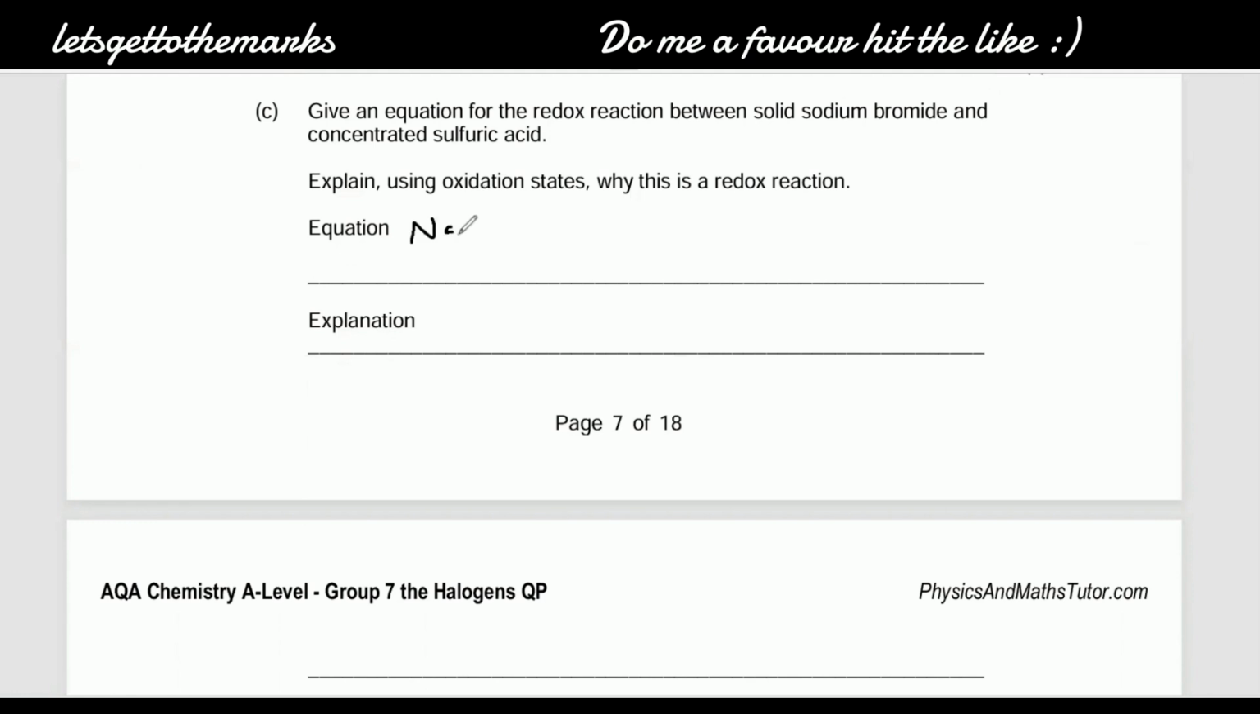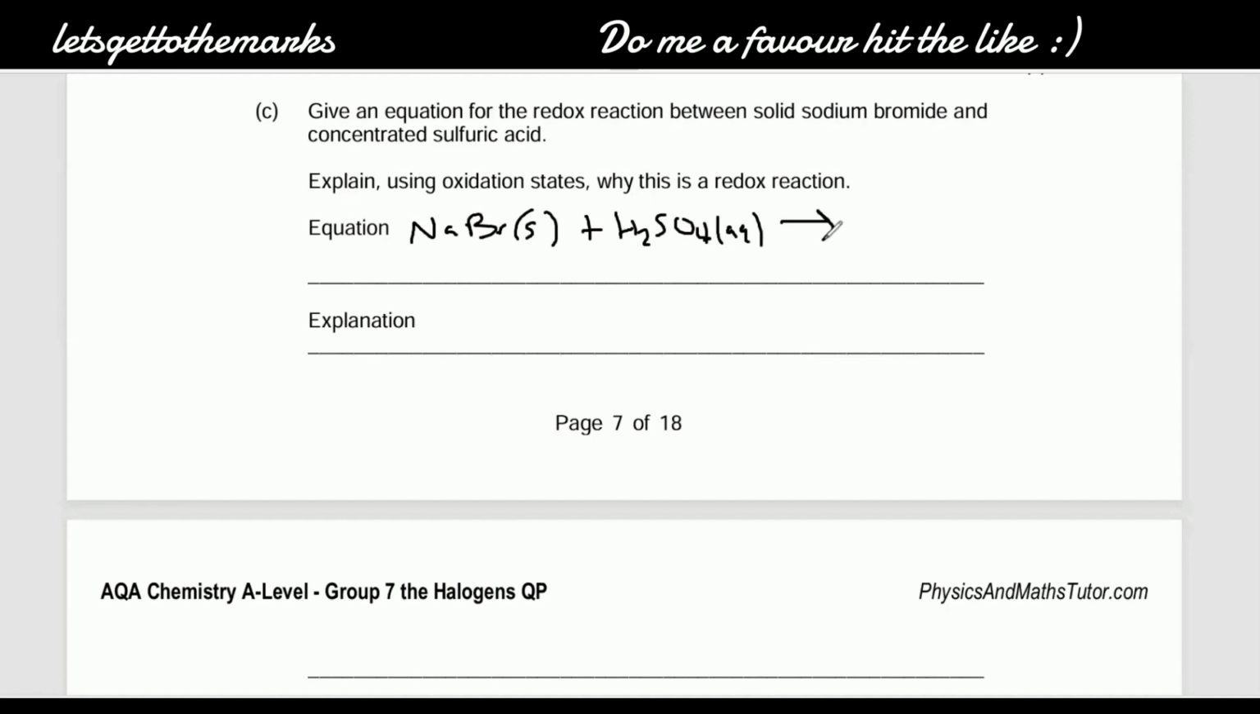So NaBr, it is solid. Smashing, we're going to say why this is a redox reaction. Ooh. Unconcentrated sulfuric acid. Oh God, I'm dying. This is long, isn't it? Long, long, long, bum, bum, bum, bum, bum, bum, bum, bum, long, long, long.